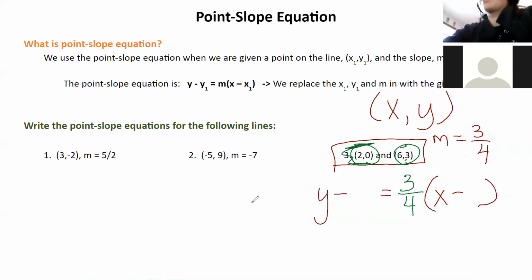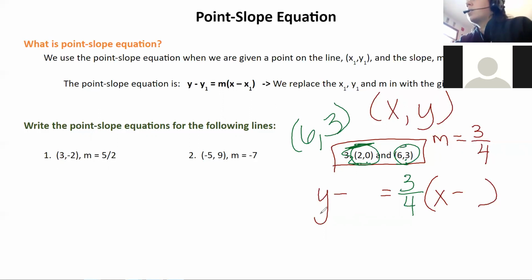Okay? But you can pick either one. Either one is correct. Of the 6, 3, which one's my y that's going to go next to the y there? 3. Yes, right. If it's not the first one, it's the other. So 3 is my y, and then 6 is my x. And I don't have to do any simplifying because it's all good there.